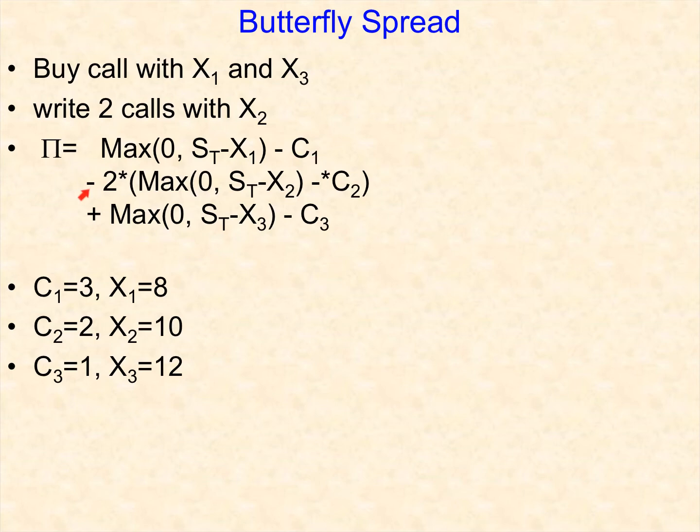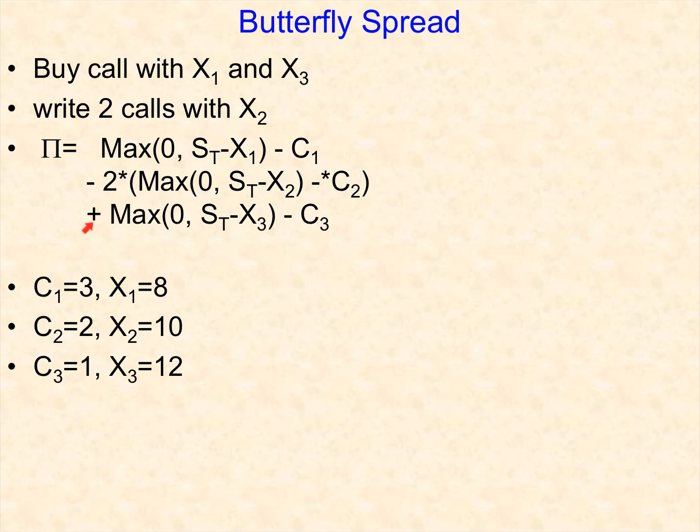We're going to write 2 of the second call, so we've got a quantity of minus 2 here. Again, we're going to multiply that by its intrinsic value at expiration. There's no time value. All that's left is its intrinsic value, minus the premium we paid to buy option number 2.